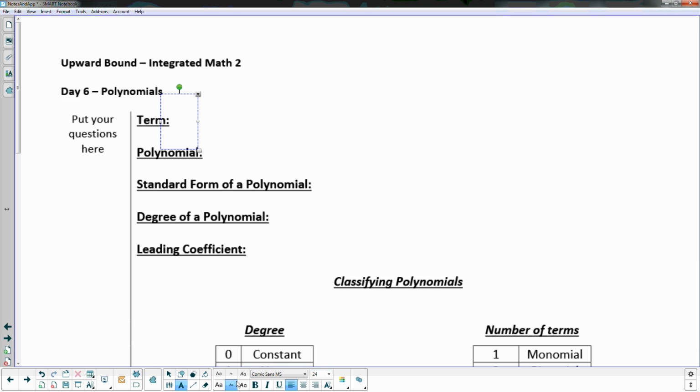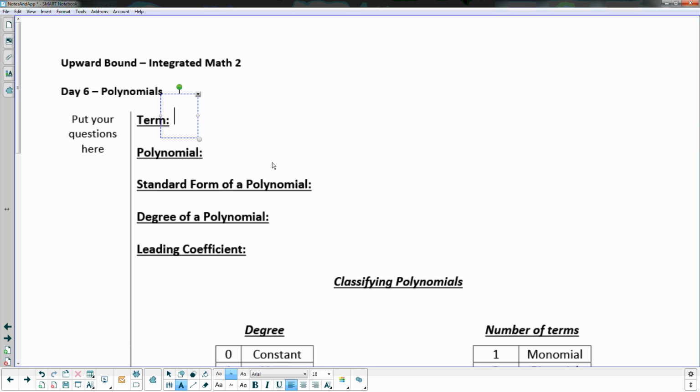What I want to look at today is some stuff about polynomials. And in talking about polynomials, there's some things that we're going to have to get out of the way, and then we'll get to some of the more common stuff that's done. So let's just get started here.